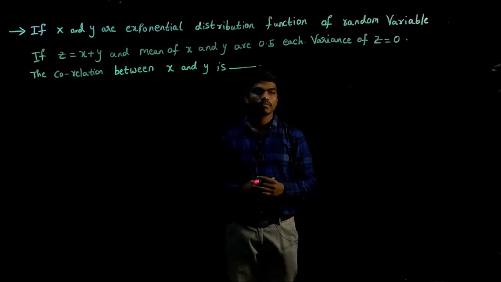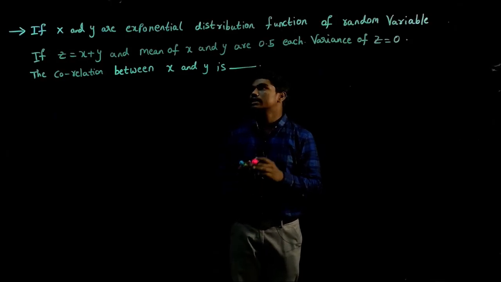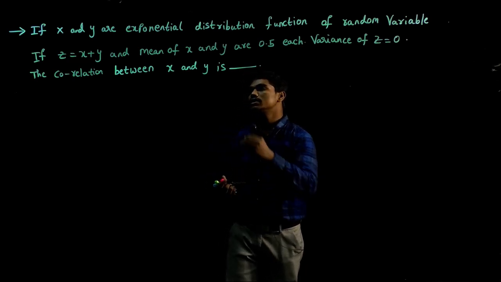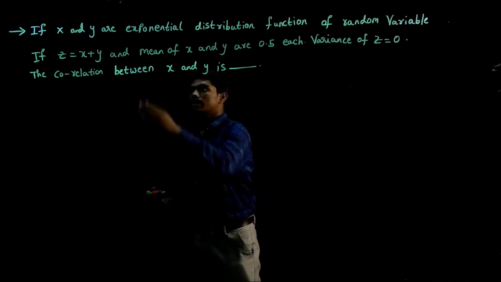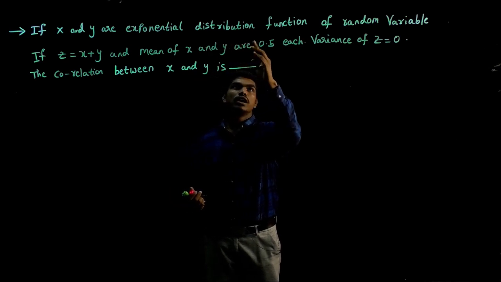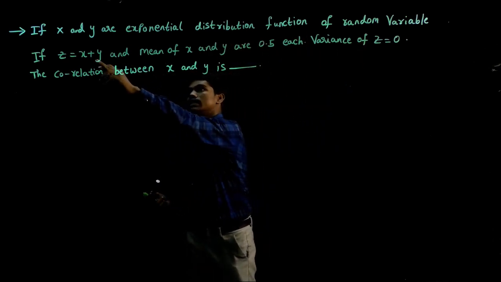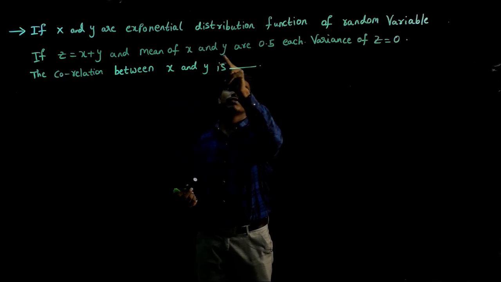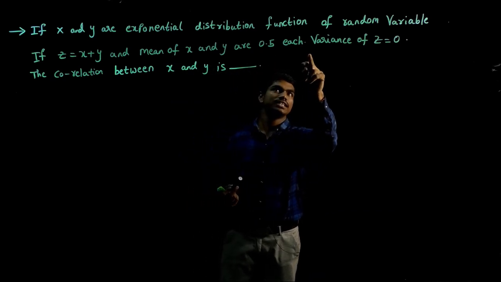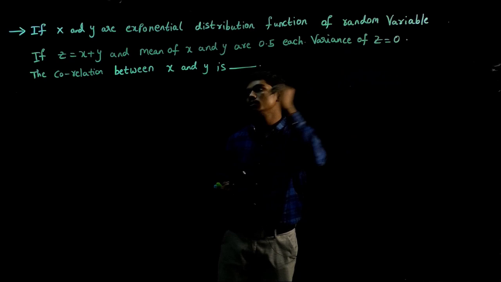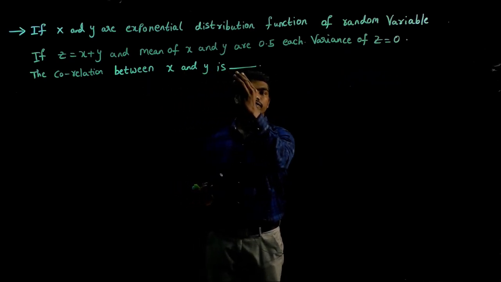Thank you all. So this is our next question, which came from probability distributions. The question was: if x and y are exponential distributions of random variables, if z is equal to x plus y, the means of x and y are 0.5 each and the variance of z is 0, then the correlation between x and y is dash.